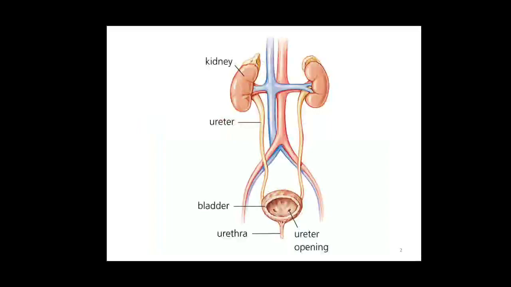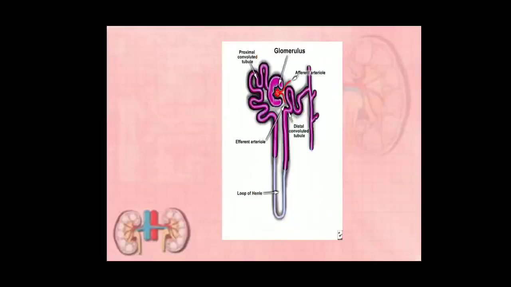If you look at the anatomy first, you can see the urinary tract system, the kidney excretory system. Kidneys are there, ureter, bladder, urethra, then there is the ureter opening. So these parts are there. And if you look at the structure of nephron, all this you would have studied in your previous classes. There is glomerulus, then arteriole, afferent and efferent, PCT, proximal convoluted tubules, loop of Henle.